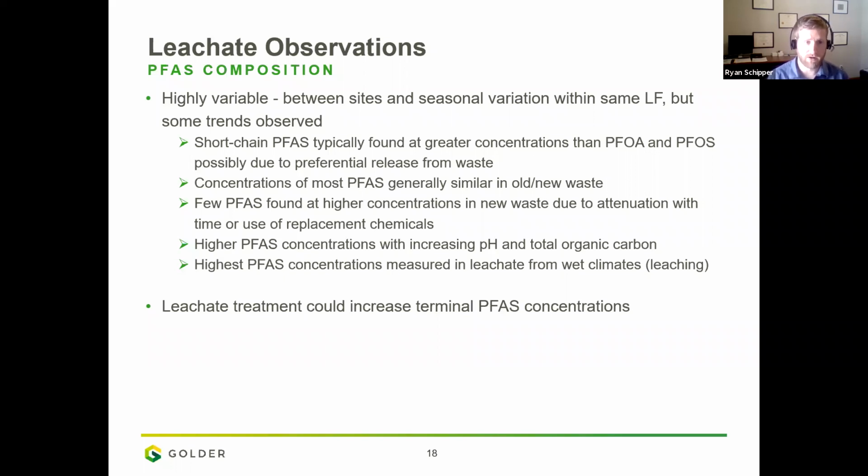However, there are a few PFAS that are found at higher concentrations in the new waste, likely due to some attenuation or replacement of some of the chemicals that have been used in the past. We see higher PFAS concentrations with increasing pH and total organic carbon. And we see some of the highest PFAS concentrations measured in leachate from wetter climates, which would make sense with some of the leaching.